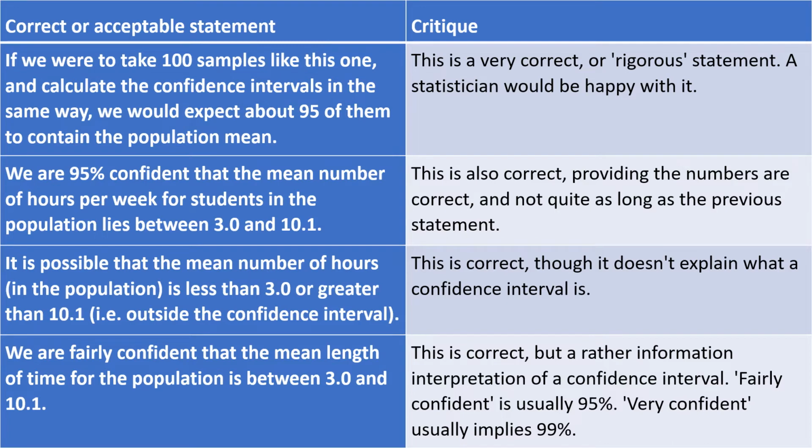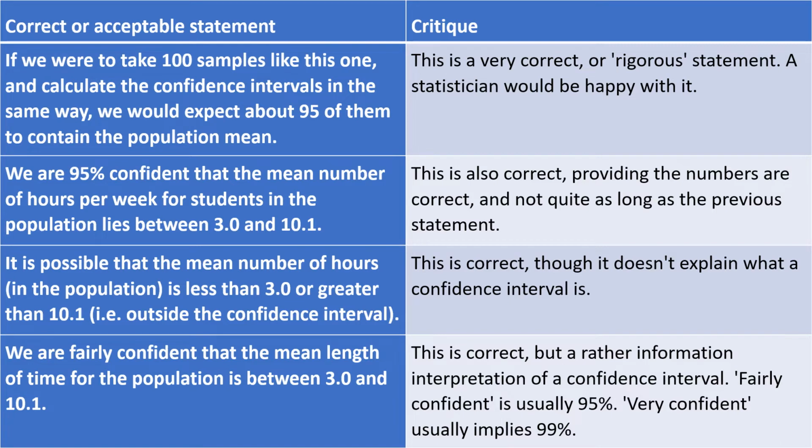Another statement, okay, but this is a very correct or rigorous statement. A statistician would be happy with it. That's the critique on the first statement. Let's now look at the second statement. We are 95% confident that the mean number of hours per week for students in the population lies between 3 and 10.1. This is also correct, providing the numbers are correct, and not quite as long as the previous statement.